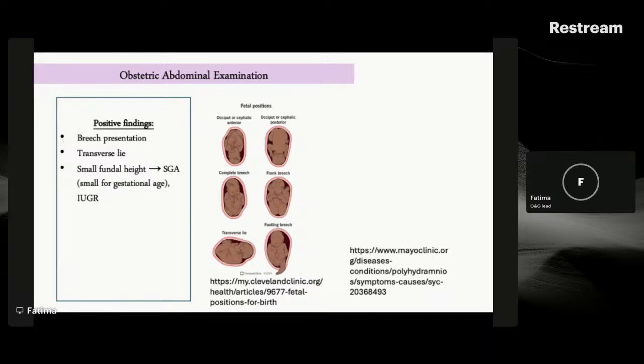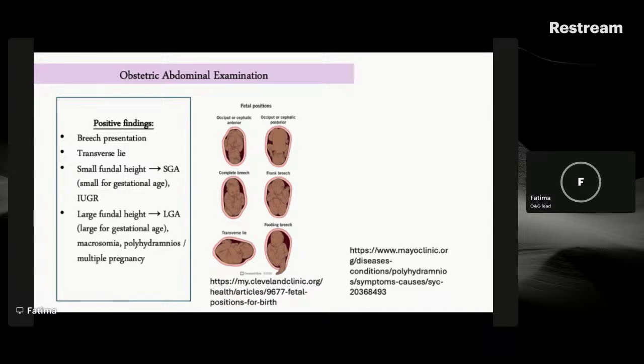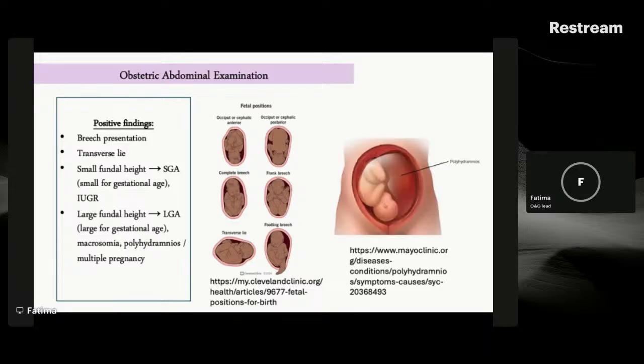Small fundal height, when you're doing the symphyseal fundal height measurement, can suggest a small gestational age or intrauterine growth restriction. Large fundal height can suggest large gestational age or macrosomia, which is an absolute birth weight of more than 4,000 grams or 4.5 kilograms, regardless of age, whilst large gestational age means it's a relative measurement, so it's more than the 90th percentile for that gestational age. And then polyhydramnios and multiple pregnancies as well. Polyhydramnios is a condition characterized by excessive amniotic fluid surrounding the baby.